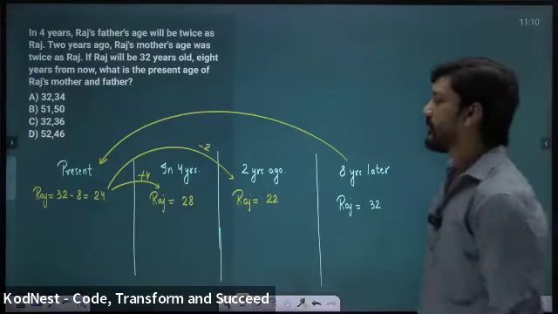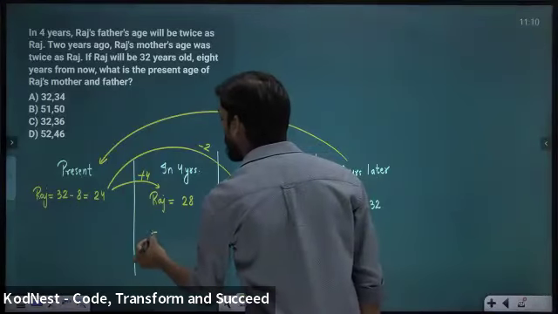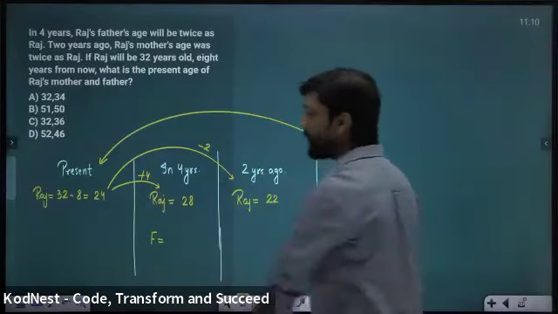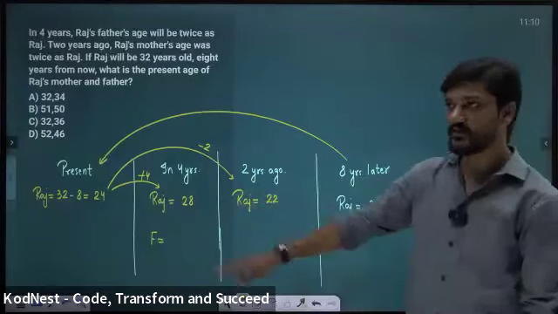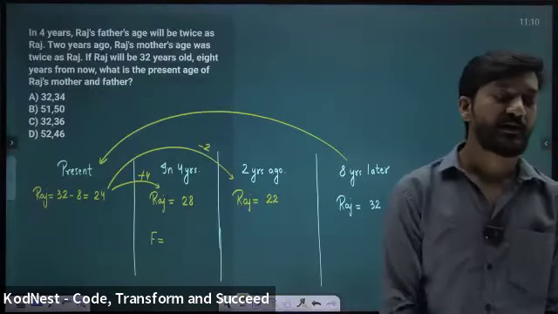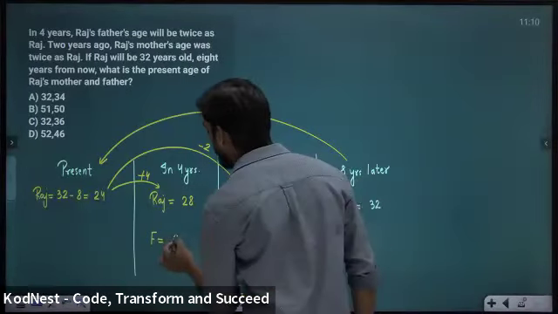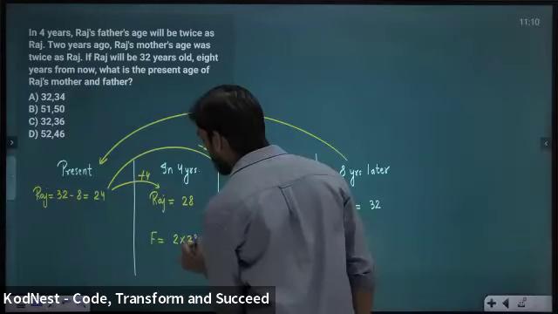In 4 years, father will be twice as Raj. So father how much? In 4 years, father will be twice as Raj, so father how much? Twice of 28, 56. Okay, twice of 28, 56.